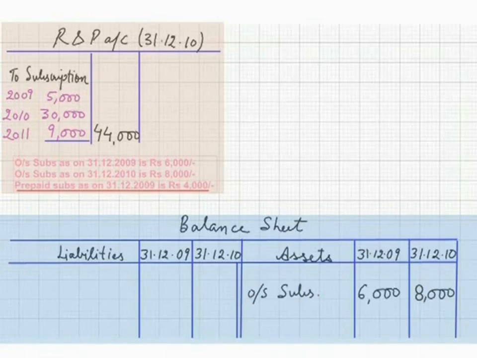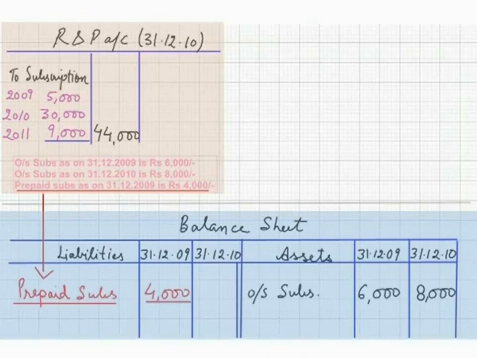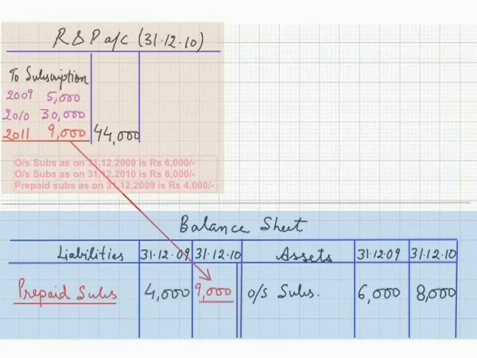Now prepaid subscription as on 31st December 2009 is 4,000. Naturally, this is the figure for the beginning. So prepaid subscription on the liability side for 2009 will be written as 4,000 rupees. If we look at the receipts and payments account, during this year we have got 9,000 rupees for the next year. Naturally, this is the advance subscription for the next year as on 31st December 2010. So this will be the position of the balance sheet.